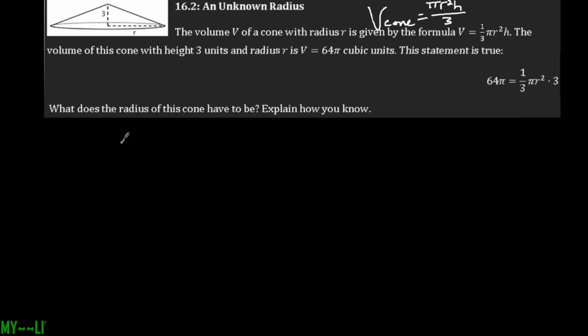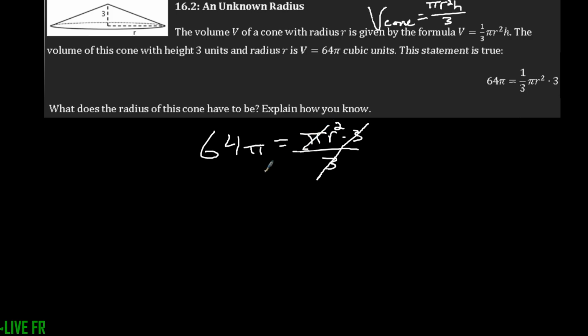So what I'm going to do is this. Let me write this down here so that it's a little bit bigger. I have 64 pi equals pi over 3 times r squared times 3. And actually these cancel out because 3 divided by 3 is 1. And I can also divide pi from both sides. So what I have right now is 64 equals r squared, which I can just take the square root of both sides. So r equals 8 units.